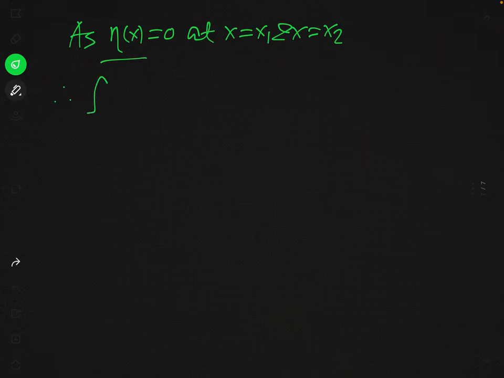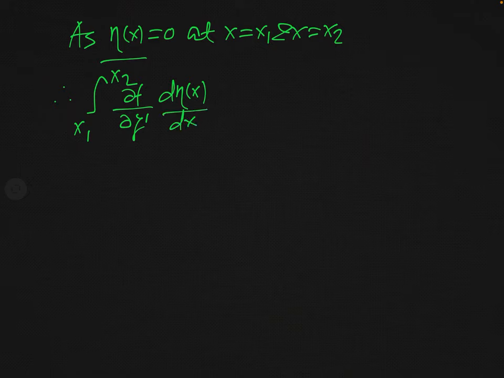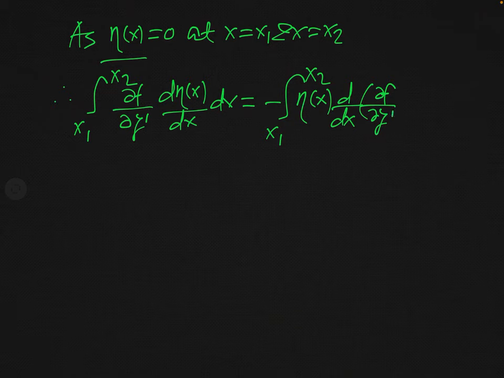You can see easily. This will be now integral from x1 to x2 del f by del y prime d eta of x dx equal to simply minus integral from x1 to x2 eta of x times d dx del f by del y prime dx, and say this is equation 9.